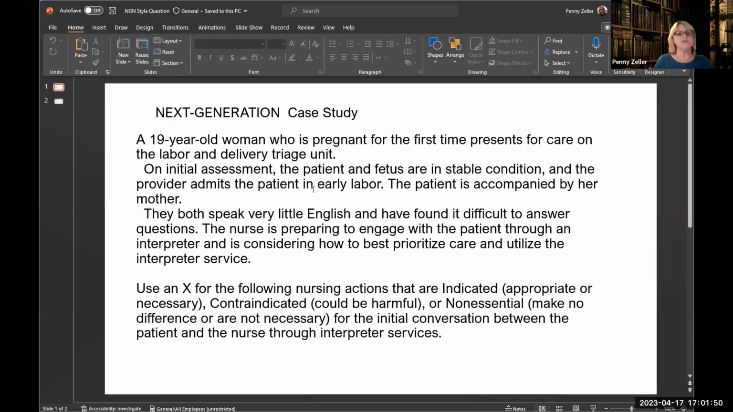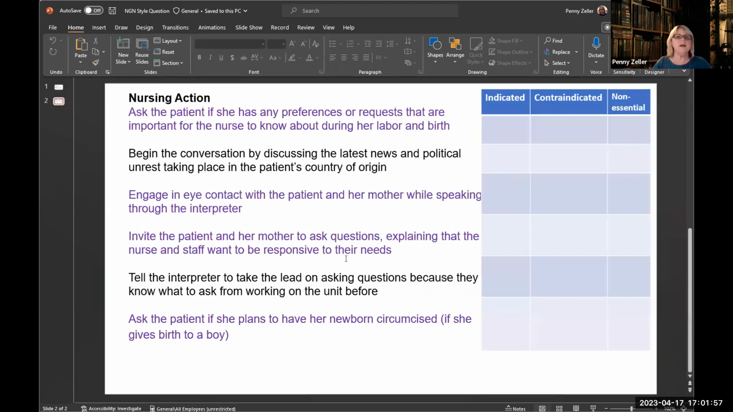So this is a kind of question that you're going to see on the next gen. They're going to give you a case, and what they want you to do is identify the essential information. In other words, what actions as a nurse should she take? What is indicated? In other words, do this, contraindicated, don't do this, or it's not important at the time. Okay, so let's talk about her. Remember, she's in labor and delivery in early labor, and she doesn't speak much English. Okay, and she's got the interpreter. So let's look at the first one. It says, ask the patient if she has any preferences or requests that are important for you to know about during her labor and birth. Is that indicated?